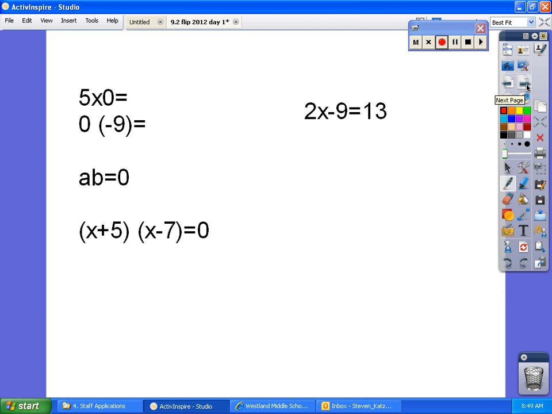Now we need to know why we're factoring. So there's 2 main concepts that you need to understand first before we talk about why we're actually factoring. Why are we turning something into a multiplication problem?